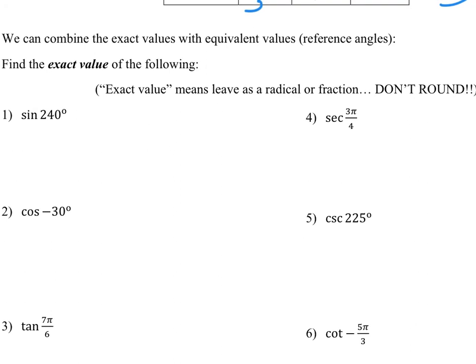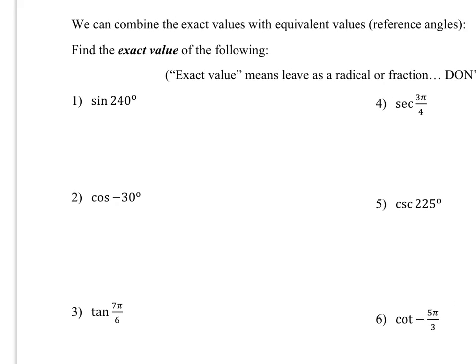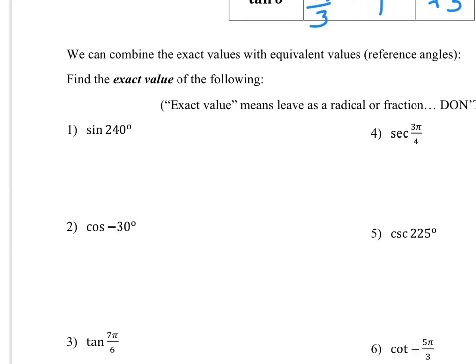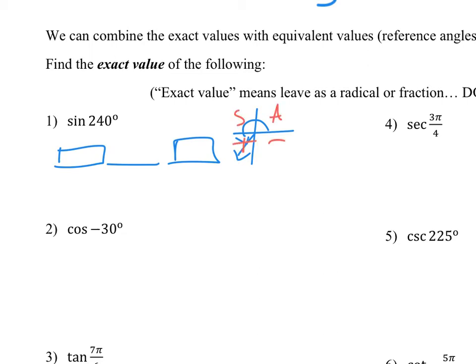So when I say exact values, I mean don't round. Don't round. Okay, that means leave the radical, leave the fraction. Don't put it in your calculator. You have to leave it. Alrighty. So the sine of 240, we're going to do our equivalent value thing, which is the way I taught it, the box, line, box. Okay, 240 is in what quadrant? It's over here somewhere. So it's in quadrant 3. So sine is negative.